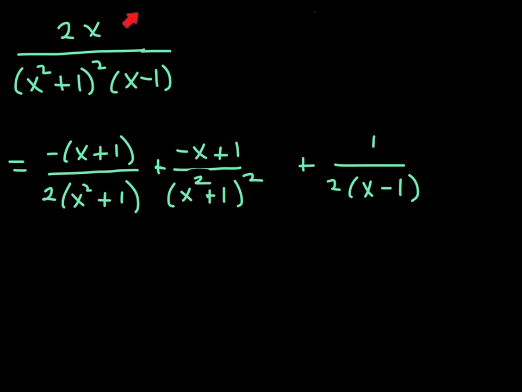Here's the original expression, and then now we have negative x plus 1 over 2 times x squared plus 1. So this 2 here used to be in the denominator of the numerator, so now it's down here. Plus negative x plus 1 over x squared plus 1 quantity squared. We didn't make any changes to this middle partial fraction. And then plus, this 2 used to be the denominator of the numerator, so now we moved it down here, so we have 1 over 2 times x minus 1. So this is the partial fraction decomposition for this expression.